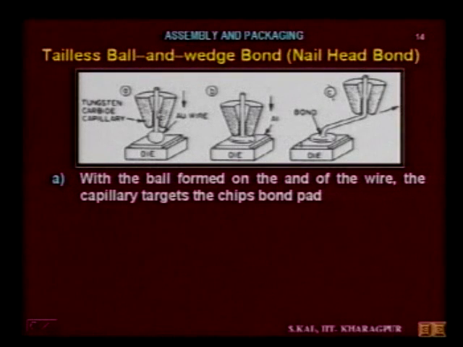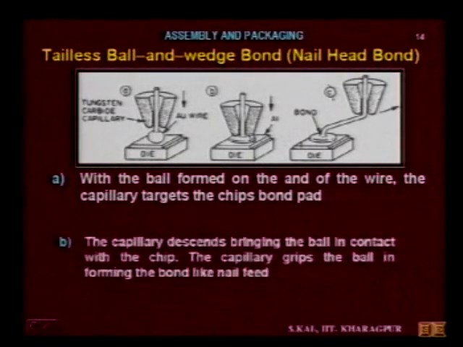First, when the wire comes through this capillary, gold wire, a ball is formed. With the ball formed on the end of the wire, the capillary targets the chip bond pad. This ball is formed with the help of a flame. So, by using a hydrogen flame, we melt the gold here and we form a ball, and this capillary is brought on top of the bond pads on a chip.